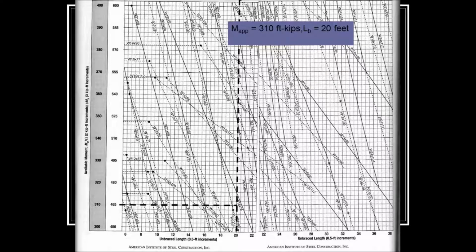Then I find that a W18x76 is the lightest shape that has a moment strength above 310 at a length of 20 feet. I know that it's adequate because at 20 feet it has a moment strength above 310, and I know that it's the lightest because AISC makes the solid lines the lightest sections and the dashed lines the sections that are actually heavier. So all I need to do is pick the solid line, and I have the lightest shape that meets the criteria.